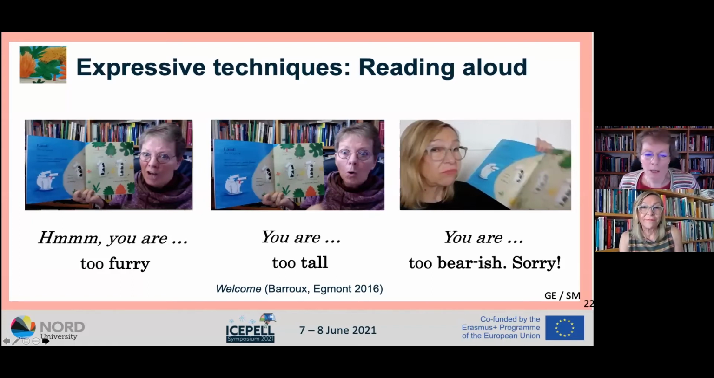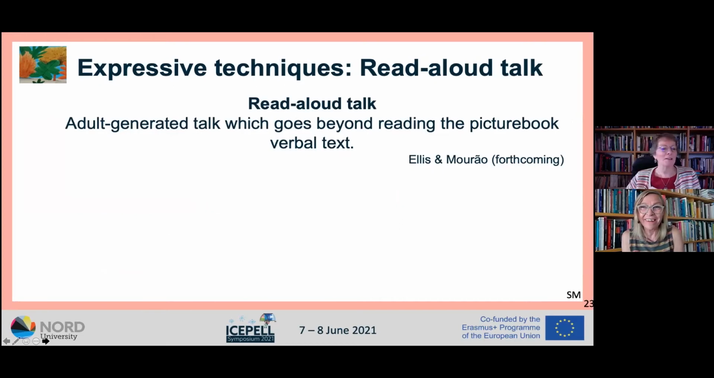You are too furry. You are too tall. You are too bearish. Sorry. And I wonder whether the sorry from this third cow actually reflects some conscience and regret, or does it reflect indifference? What do you think from my expression? That's lovely, Gail. You didn't tell me you were going to say that.